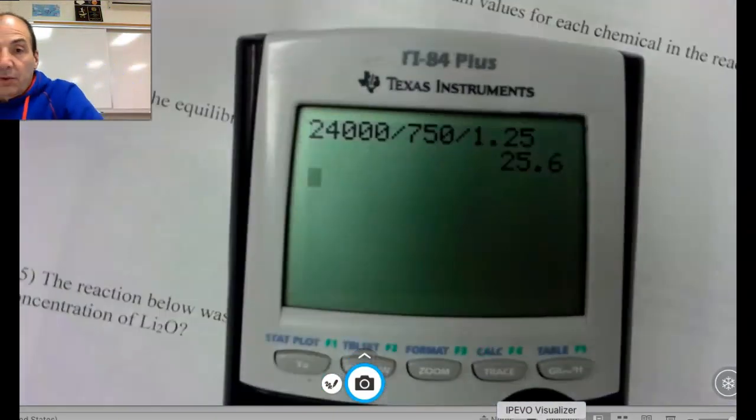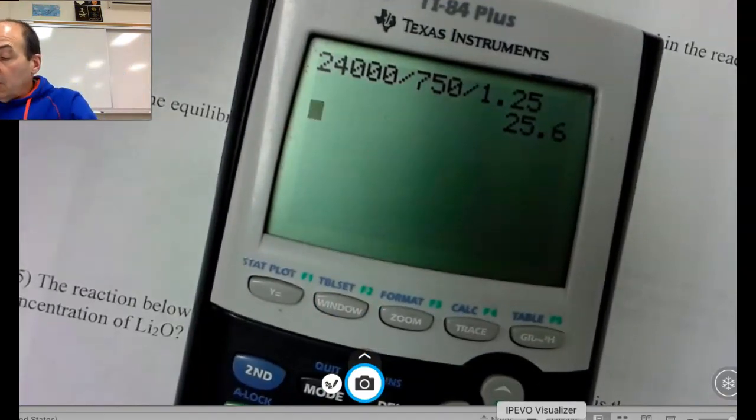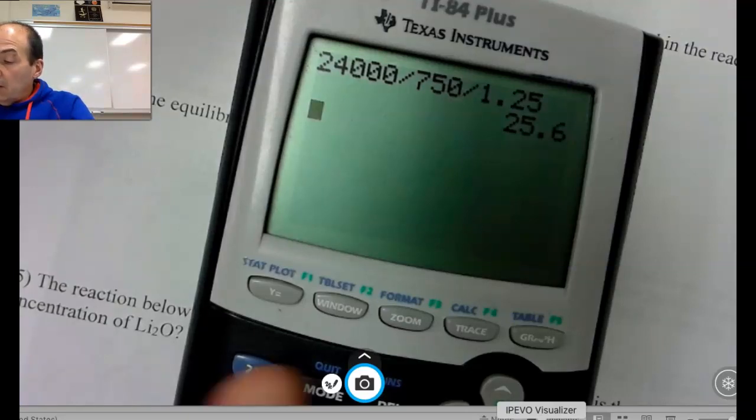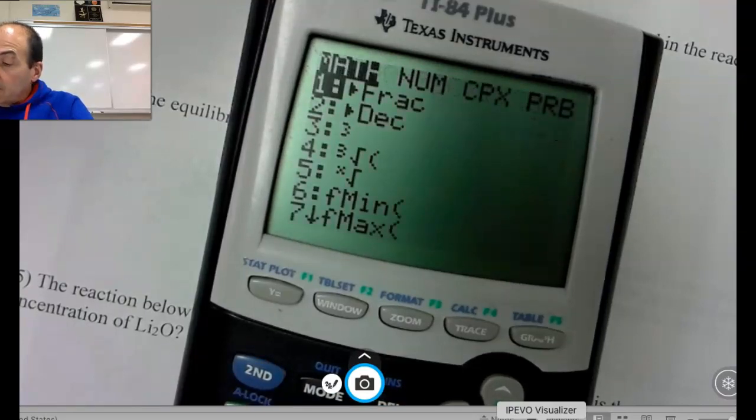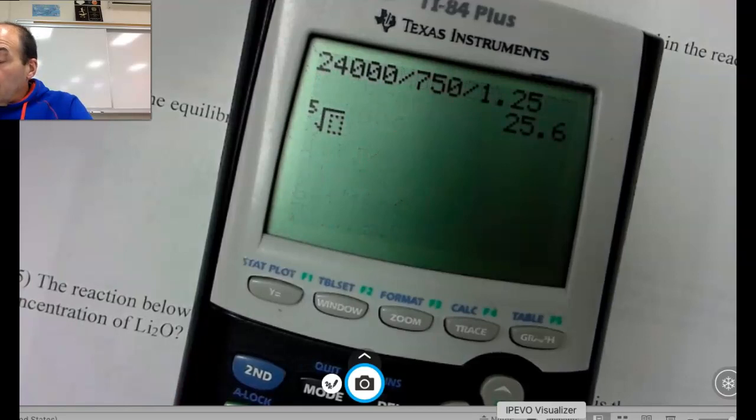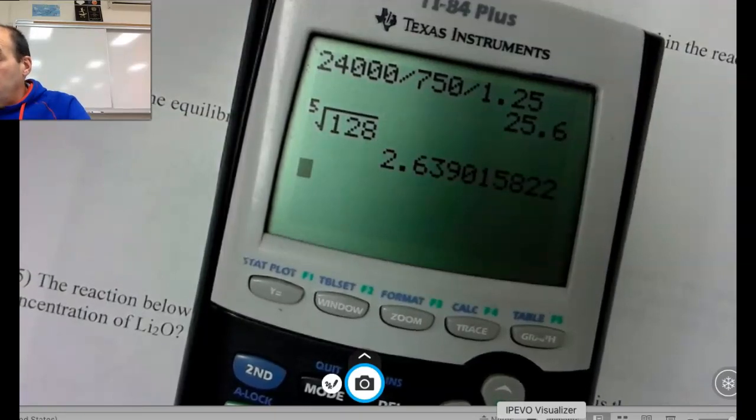All right, so let me flip it around. All right, so let's say I wanted to take the fifth root of a number. So I want to take the fifth root of 128. I could hit fifth root, so I do 5 and I hit the math button. I don't want second, I want math, 5. So I told it fifth root by hitting that 5 in advance, and now I do 128 and it tells me, all right, it's 2.64.